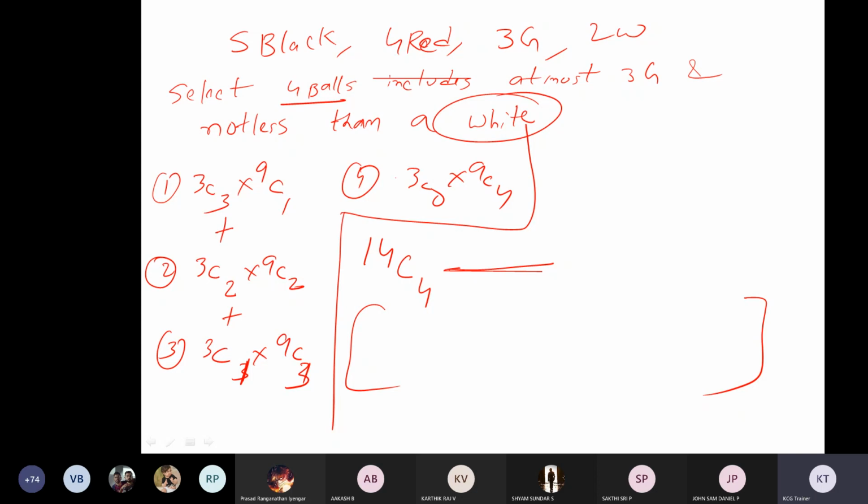If you go in shortcut, you have to consider the white. Again, there will be 2 or 3 cases. In the normal process also, you have got 4 cases. In shortcut, you get 2 or 3 cases because you cannot select more than 3 green here. Why? Because the given balls are only maximum 3 green. It's not possible. You have 2 white, so in shortcut you have to select 2 white balls. Again, there will be 3 cases. So it's better you restrict only to the normal method.